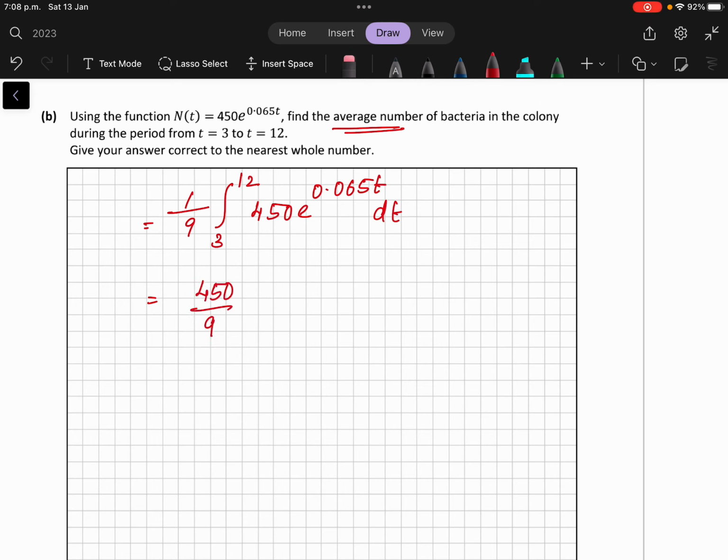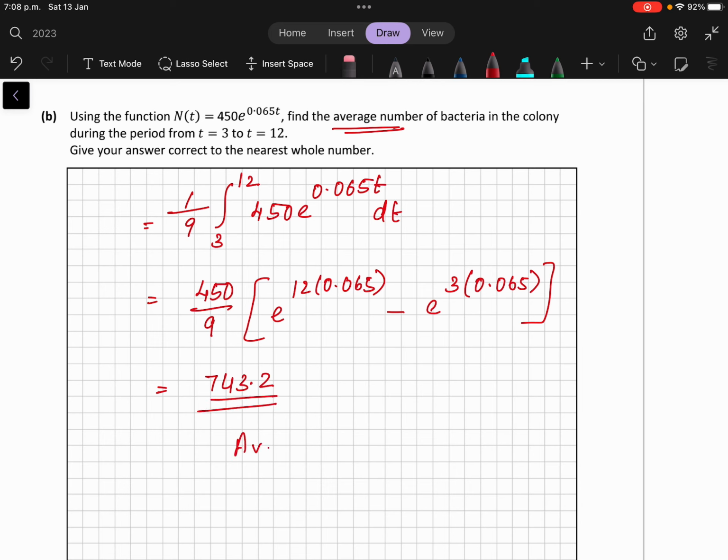So it is 450 over 9 times e to the power of 12 times 0.065 minus e to the power of 3 times 0.065. So you sub in the values and then you simplify, you will get 743.2. So the average will be 743.